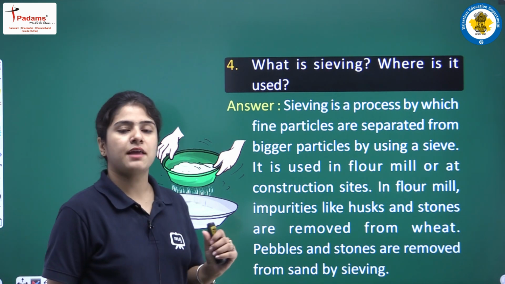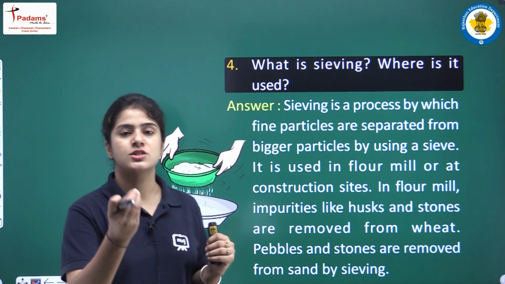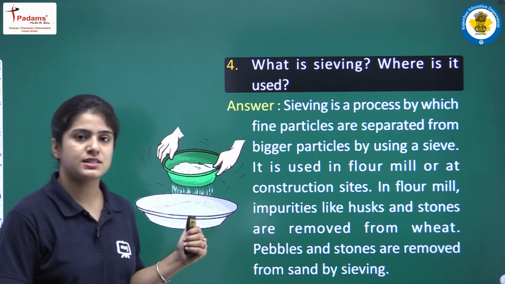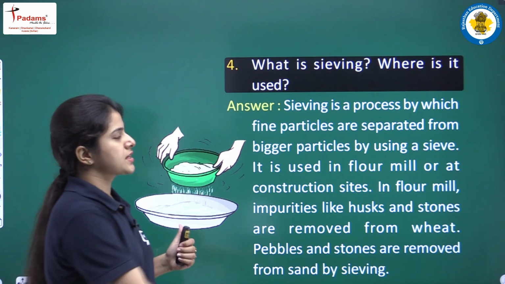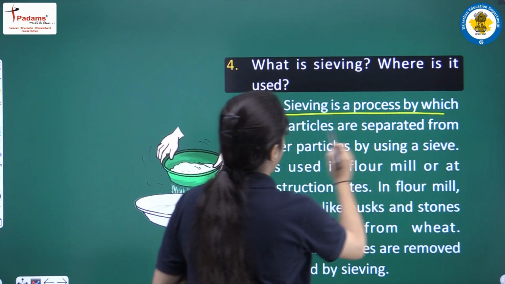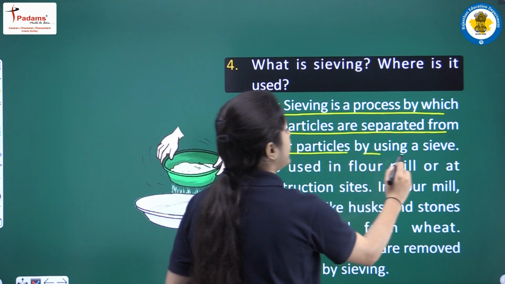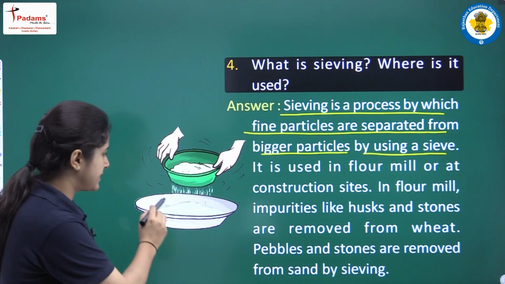Alright students, by this process we can separate the stones, pebbles and very fine dust particles. So sieving is the process by which fine particles are separated from the bigger particles by using a sieve.